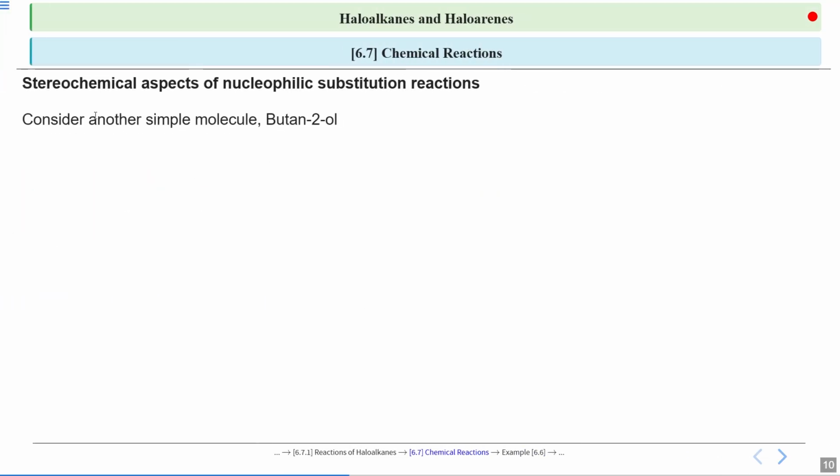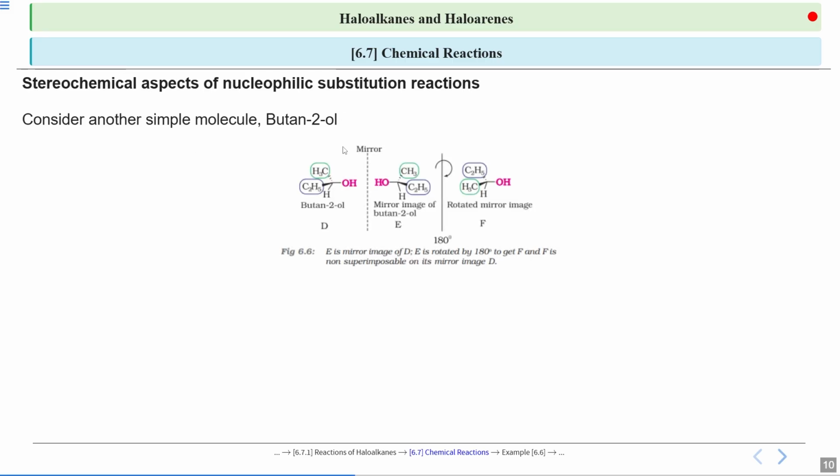If we consider another simple molecule, which is butane 2-ol. Here, butane 2-ol means 4 carbons are there, and at the second position we have a hydroxyl group. It is the structure of butane 2-ol, which we are calling the D structure. Now again, the simple thing: the carbon at which the hydroxyl group is attached is attached to a methyl group, an ethyl group, one hydrogen and one hydroxyl group.